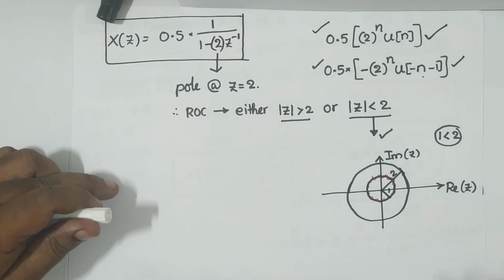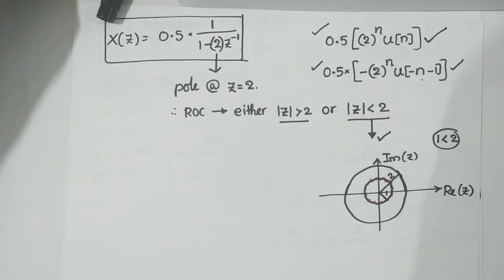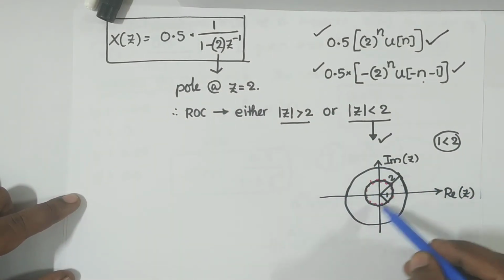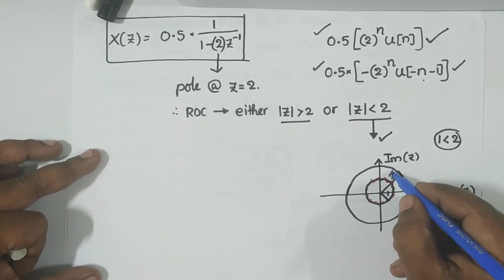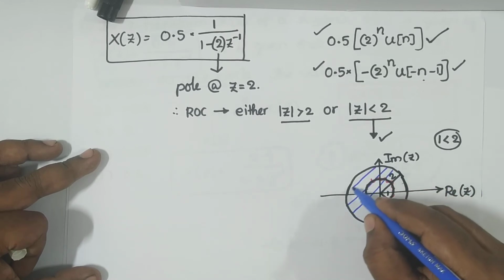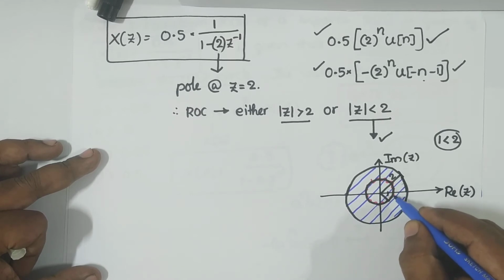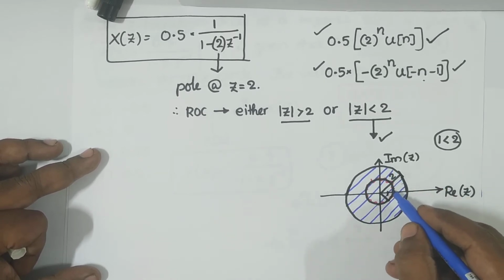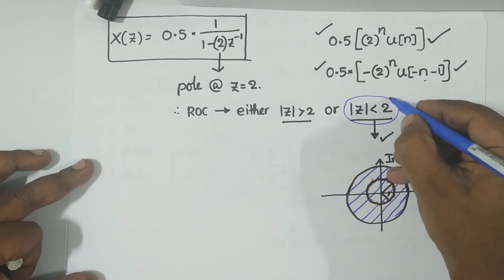So ROC must include unit circle. So what do I do now? How can I include unit circle now? If I take modulus of z greater than 2 like this, then we cannot include unit circle. But in the given question we have ROC must include unit circle. So therefore I can take like this. This blue region is intersecting with this unit circle. Now we could say this ROC is including this unit circle. Therefore we could say modulus of z less than 2 is correct.